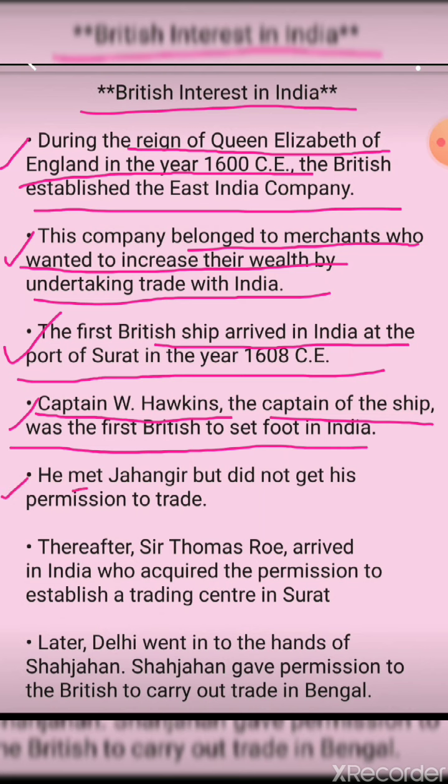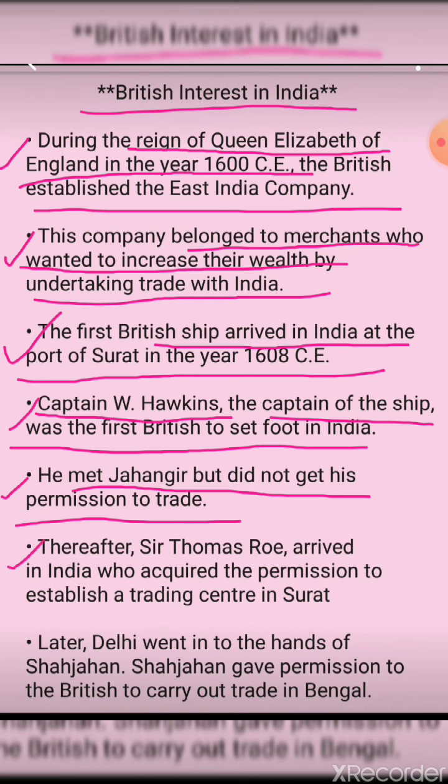Next, he met Jahangir but did not get his permission to trade. Vasco da Gama met Zamorin, and Zamorin gave him permission to trade. But when Captain William Hawkins met Jahangir, Jahangir did not give permission to trade in India. That means Jahangir was ruling at that time when Captain William Hawkins came to India.